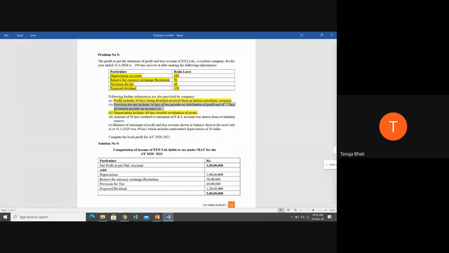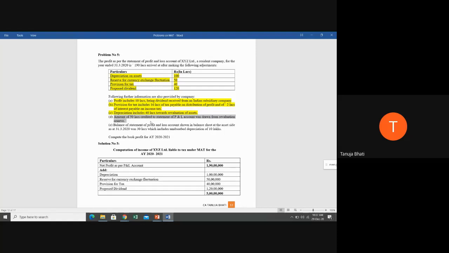Sorry, provision for tax includes 16 lakhs of tax payable on distribution of profit and 2 lakhs interest payable on income tax. So whatever taxes it is, maybe it may be dividend distribution tax or it may be interest on income tax, it has to be added to the net profit. So we have already given effect to this. So this is done. Next, amount of 50 lakhs credited to the statement of P&L account was drawn from the revaluation reserve.